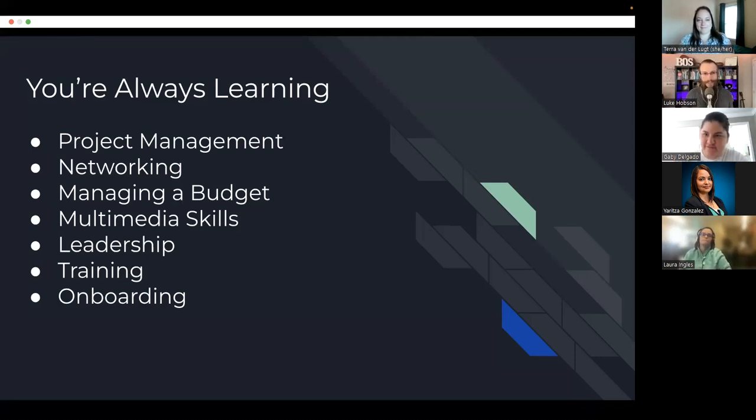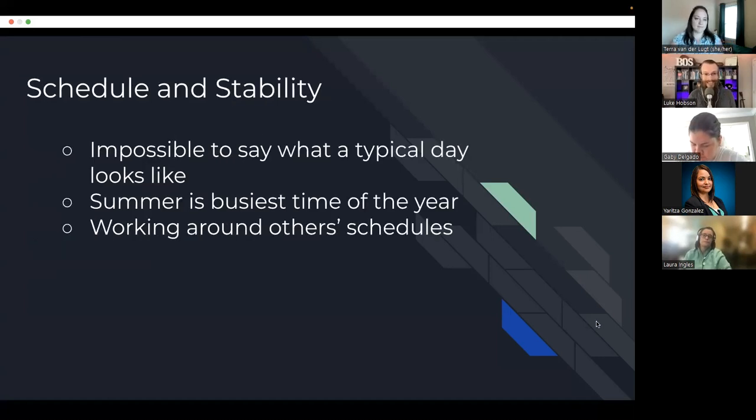Some of the key things that you're going to be learning about: project management, networking, managing a budget, leadership training, onboarding, multimedia skills. The list goes on and on and on. You are able to absolutely diversify how much you are going to learn, and of course, how it is going to help you not only within an instructional design role, but I would argue too that these skills could apply to whatever it is that you want to do from here on out with the rest of your career. These are absolutely going to become essential.